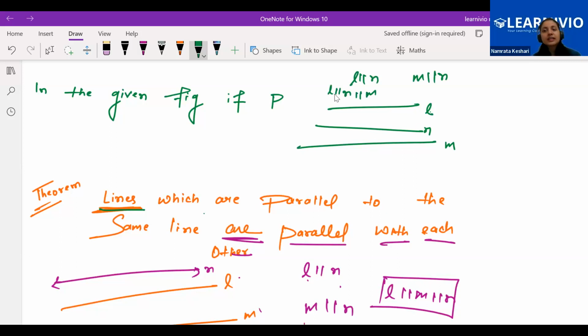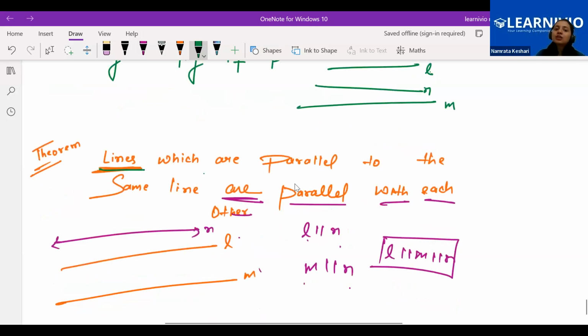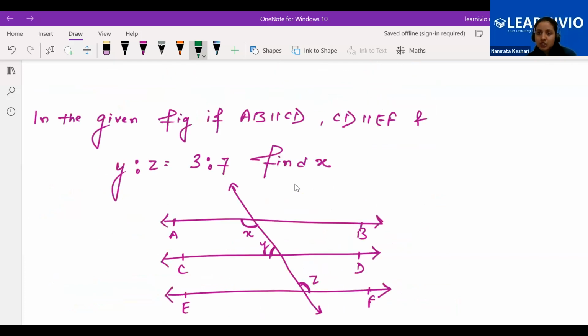Two different lines we are having. These two lines are parallel to the same line, then with each other also they will be parallel. That's what the theorem says. Let's see how we can use this theorem in this question. In this question, it is clearly written that in the given figure, AB is parallel to CD and CD is parallel to EF. So first thing first, can we say that AB, CD, EF all are parallel with each other? Lines which are parallel to the same line are parallel with each other. Can we say? Yes, ma'am.